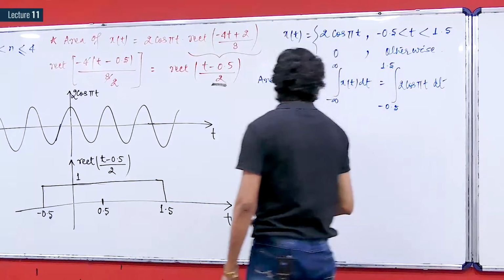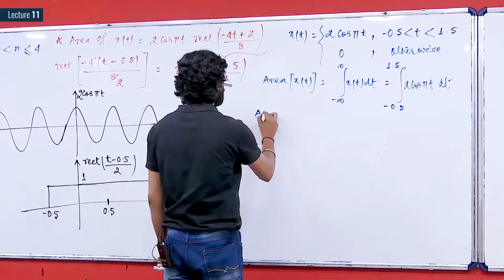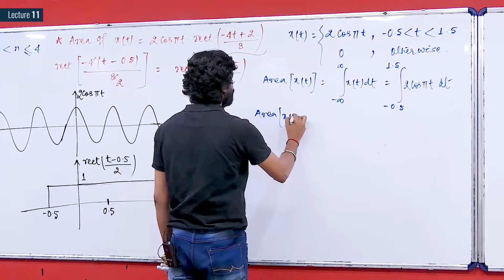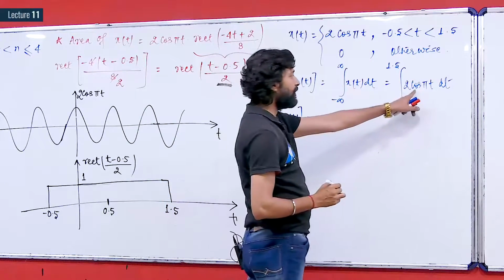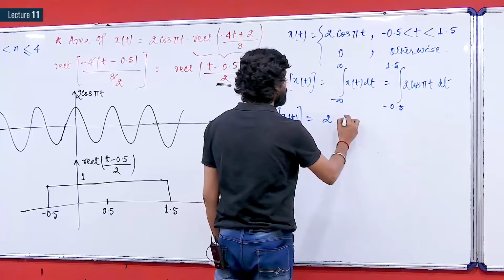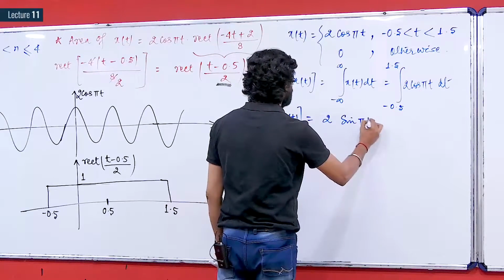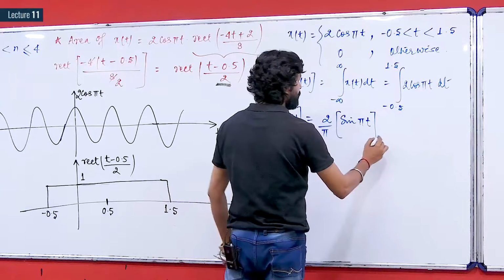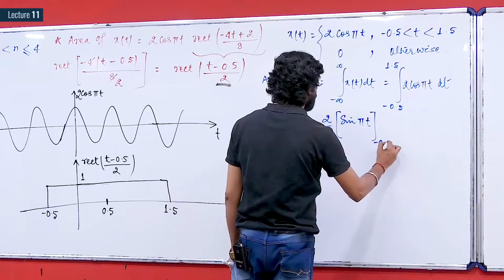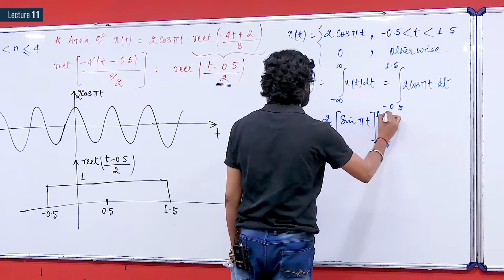Now, if you see the result of the integration, the area of x of t is equal to 2, which can be taken outside of this integral. For cos pi t with respect to t, the integration will be sin pi t upon pi, and that pi can also be taken outside, and we have to put the values of limits from minus 0.5 to plus 1.5.